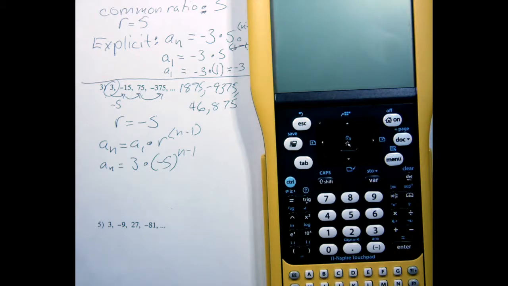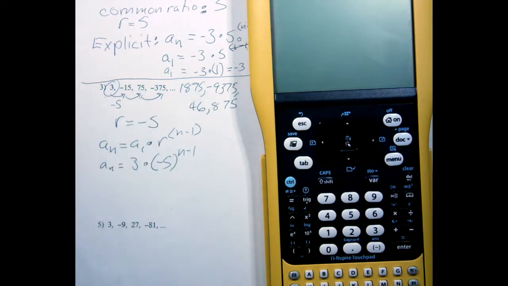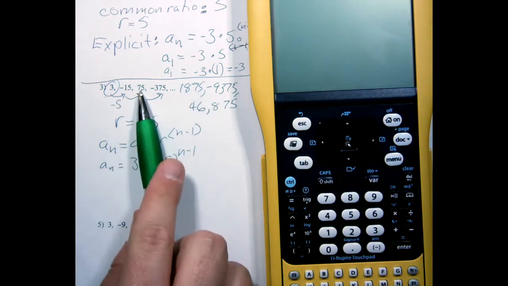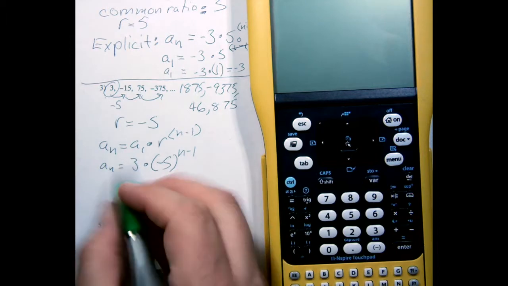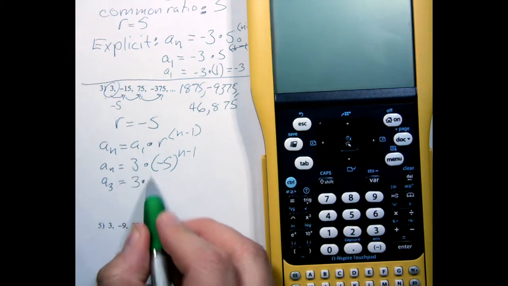But which term do we want to solve for? The 859th. Well, we could do that, and that's why the student said let's do the 859th term. We could do that, but let's do one that we already know the value for. So I'm going to choose 75, which is the third term. So I'm going to say a sub 3. So wherever there's an n, I'm going to plug in a 3.